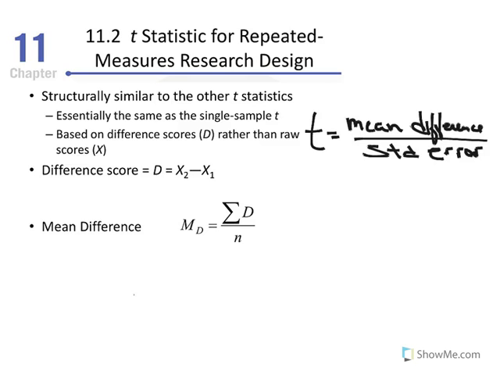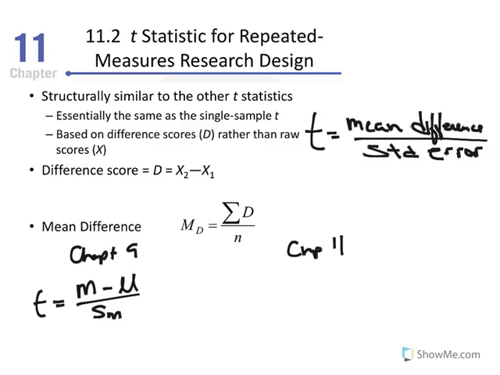So let's review what the t-equation looked like for chapter 9. And again, chapter 9 was a single sample t-test. And our t was equal to our sample mean minus the population mean, which was a known value, over the estimated standard error of the mean.